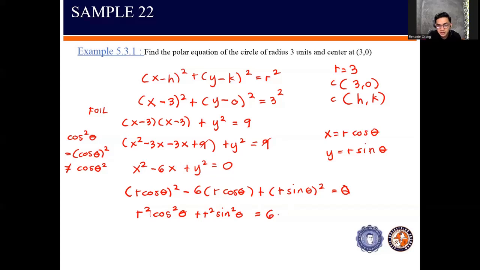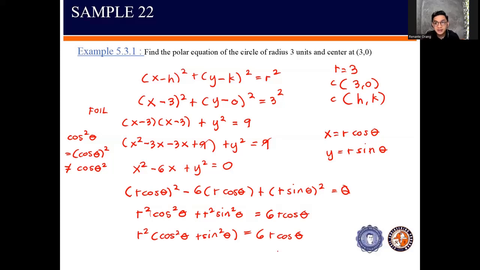Here, on the other side, 6 r cosine of theta. Okay, so for this one, I will factor out r squared. So I will take it out, it becomes cosine squared theta plus sine squared theta is equivalent to 6r cosine theta. And let's see if it can still be simplified or not.